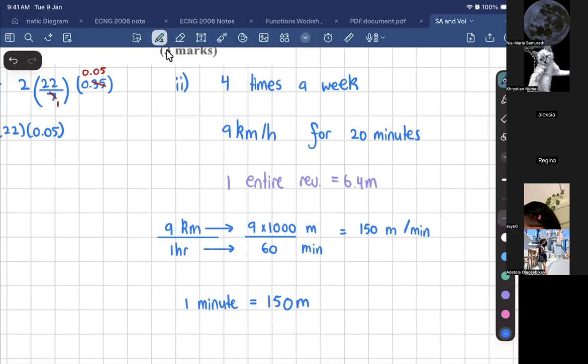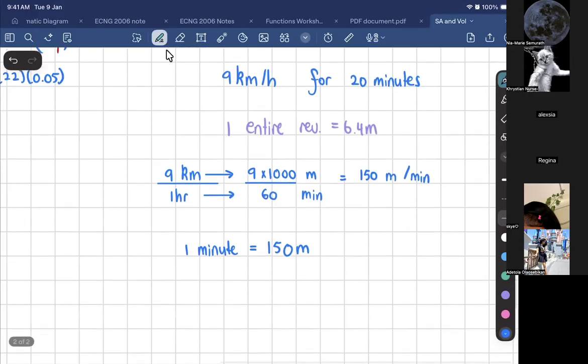Okay. This is very important. Now think to yourself. What is the duration of one of her sessions? 20 minutes. Right, so if in 1 minute she covers 150 meters, how would I figure out how much distance she covers in 20 minutes? 1 minute is 150. How much is 20 minutes? 3,000. Right, so you just multiply by 20. So 20 minutes is equal to 150 by 20, which is just 3,000.